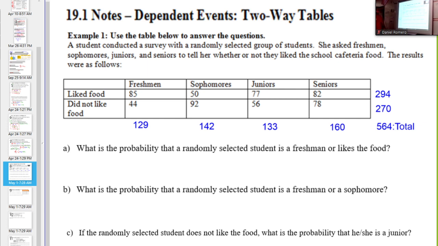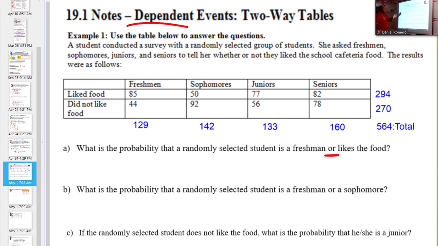Alright, so here's a two-way table, which works as you saw in the example from yesterday with the foreign language and the sports. This goes hand in hand with the Venn diagram. And it works a lot on conditional probability, also known as dependent events, where the chances of one event happening depend on whether or not something else happens. What is the probability that a randomly selected student is a freshman or likes the food? What does the word or imply? That we're looking at the union, right?